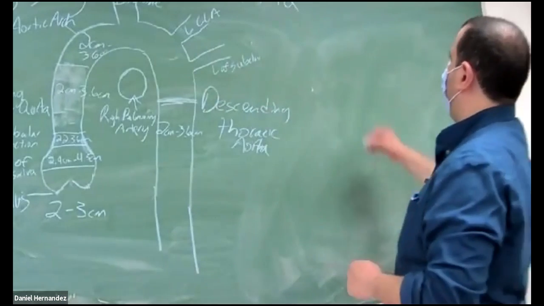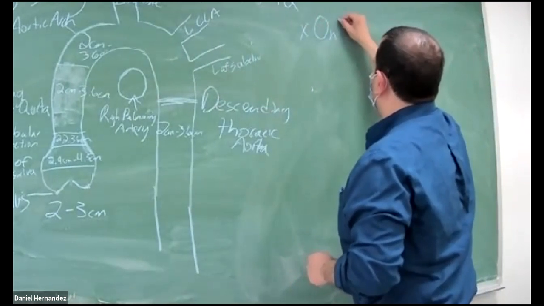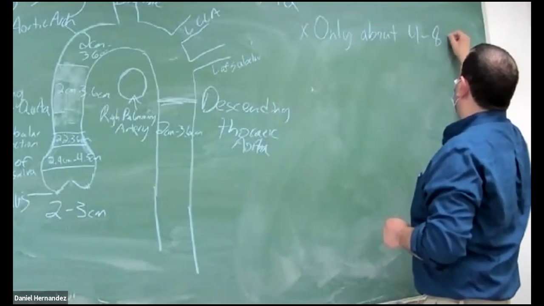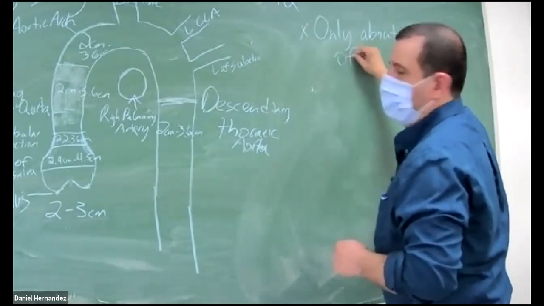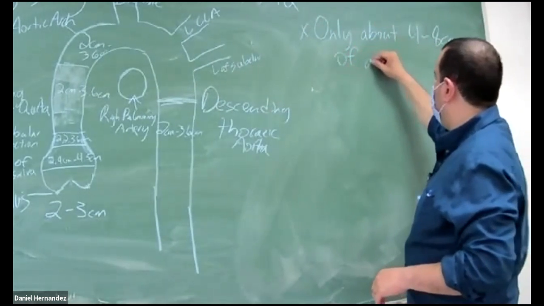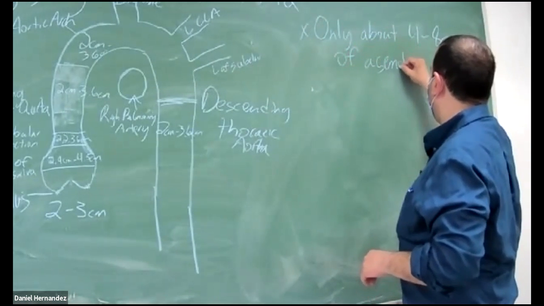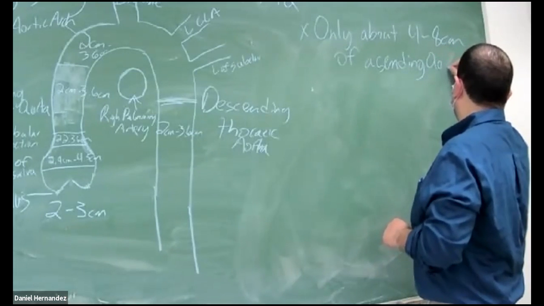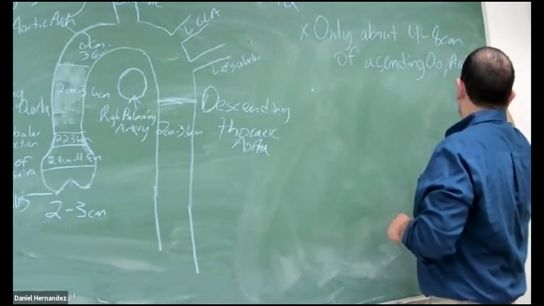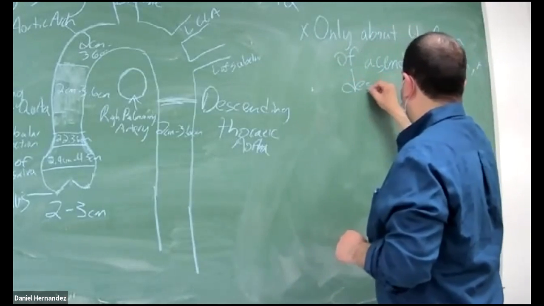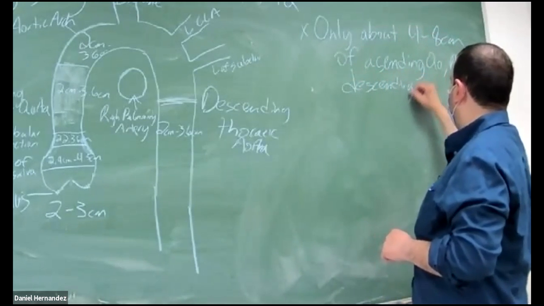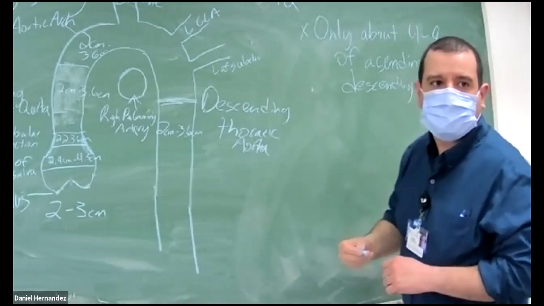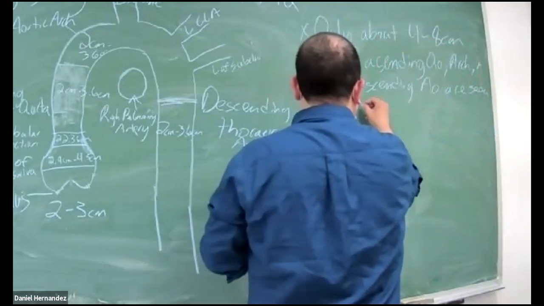Alrighty. So only about 4 to 8 centimeters of ascending aorta, arch, and descending aorta are visualized on echo. Ascending aorta, arch, and descending aorta seen with echo.